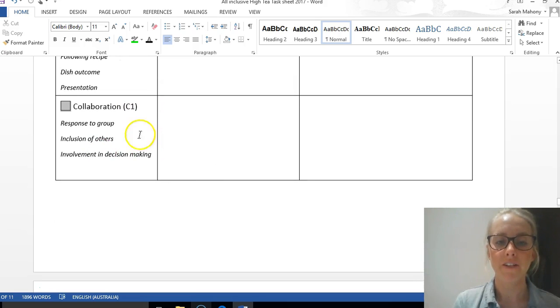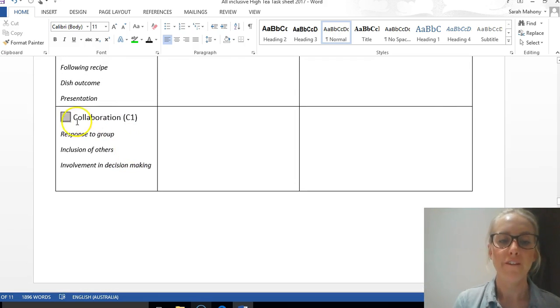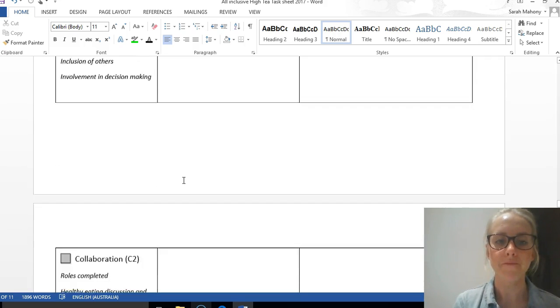Lastly, we have collaboration. Now, this does actually go over 2 pages, so don't miss the second one. The first one is all about how you respond and interact to others within your small group and the whole class. So responses to groups. So were you able to communicate effectively and respond politely and encourage others to be involved? And also in terms of decision making, did you include or did you put forward some ideas, or did you simply sit back and just let everyone else do the decision making?